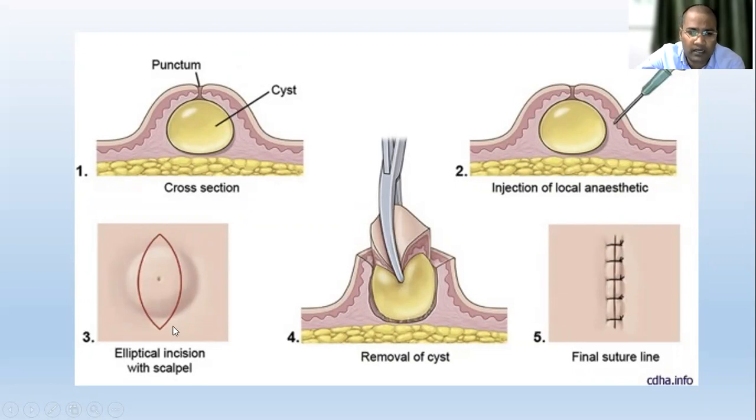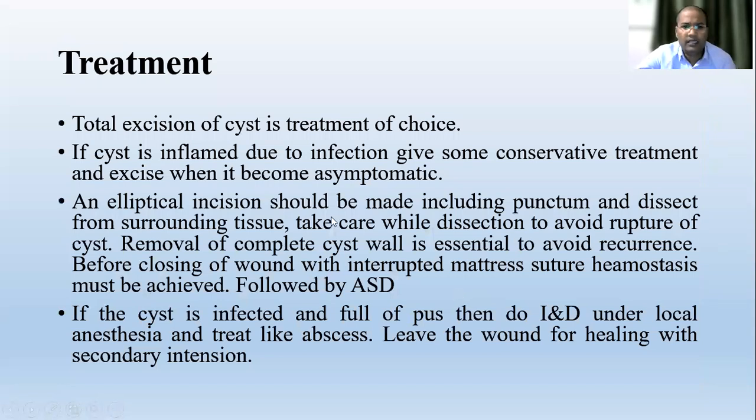That's why we give the elliptical incision, because if you hold the cyst with any instrument, it will rupture and you may not be able to remove the complete cyst, which is important. With this incision you hold the skin so it will not rupture the cyst, and then you can separate the cyst from the nearby tissue clearly, and then you just close the wound. Understand? Removal of the complete cyst wall is essential to avoid recurrence.